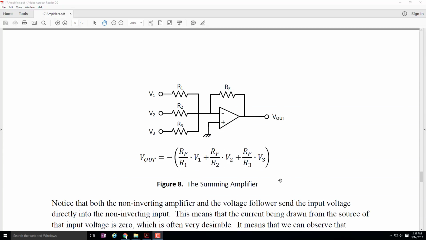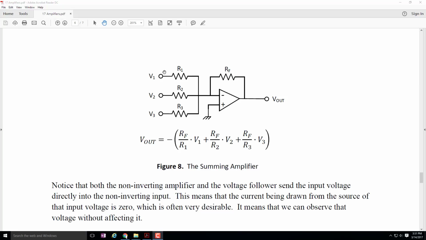And then finally I have the summing amplifier. And the summing amplifier has more than one input. It can have 2 or 3 or 10 inputs. And the function is just going to be RF over R1 times V1, RF over R2 times V2, RF over R3 times V3, RF over R4 times V4. And then there's a minus sign in front of the whole thing. So it should actually be called the inverting summing amplifier, but people just call it the summing amplifier. So this is the 4th of our building block circuits.